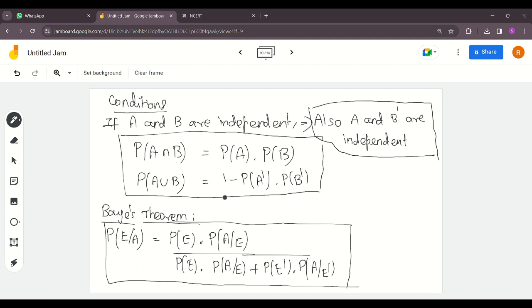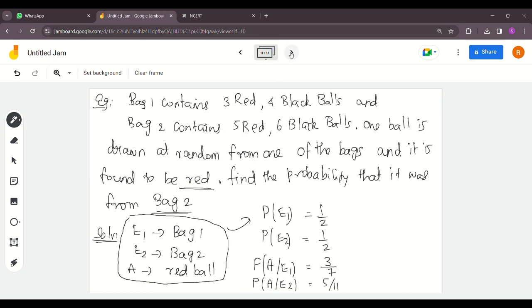Bayes theorem. I have given you this formula for Bayes theorem. Now let us see an example for Bayes theorem to understand its concept better. Bag 1 contains 3 red and 4 black balls, and bag 2 contains 5 red and 6 black balls. One ball is drawn at random from one of the bags and it is found to be red. Let us take E1 as the event of drawing from bag 1, E2 as the event of drawing from bag 2, and A as the red ball.